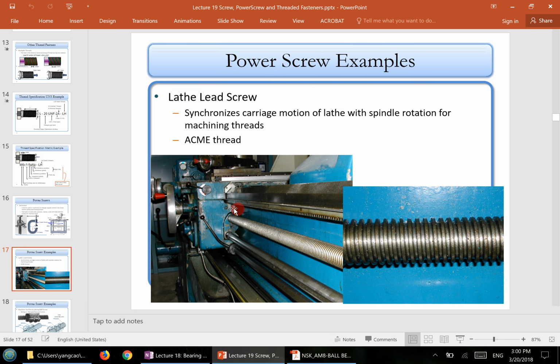This is a power screw used in the lathe. So you have a lathe lead screw right here. For this particular type of power screw, the profile of the thread is the so-called ACME thread. We'll look at that shortly. What does ACME thread mean to us? What are the typical numbers associated with ACME?